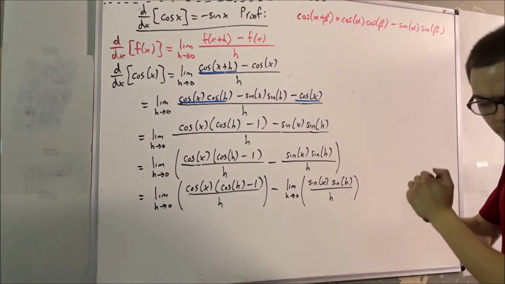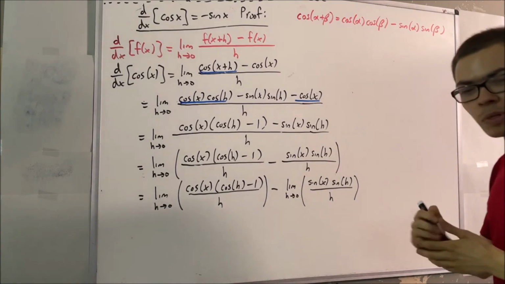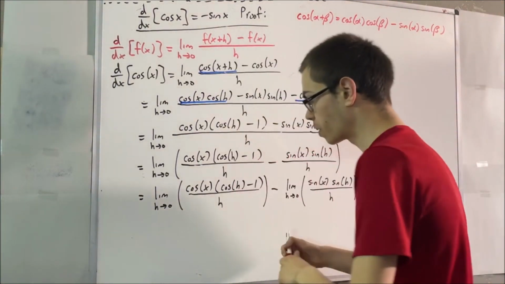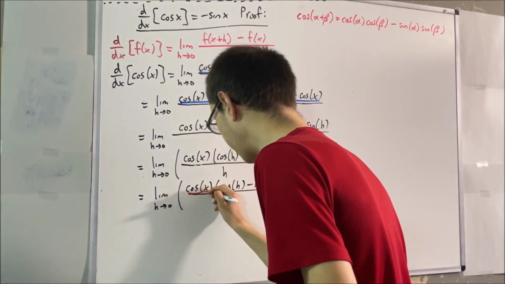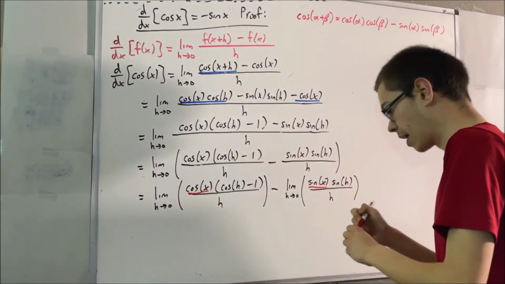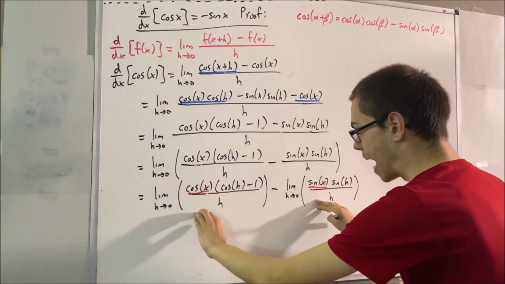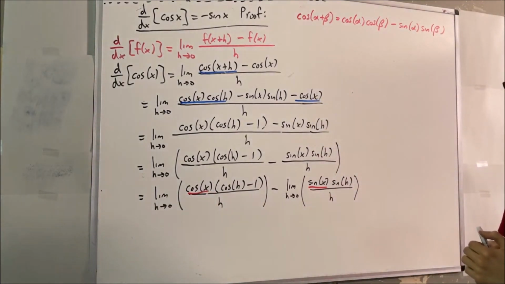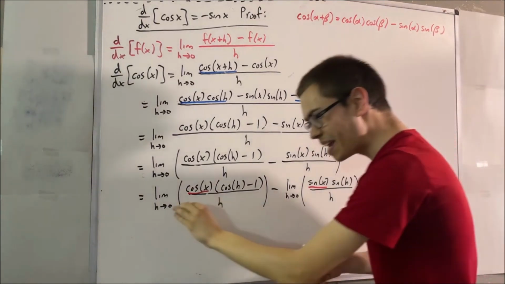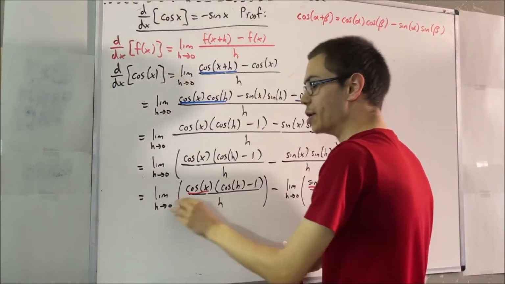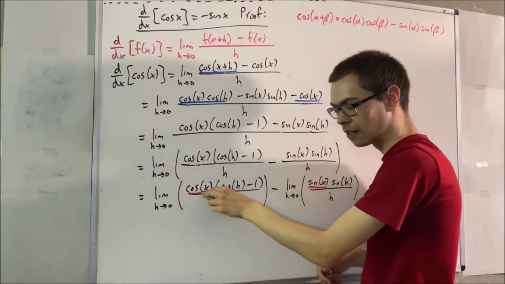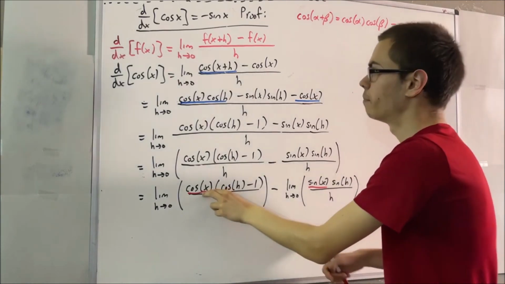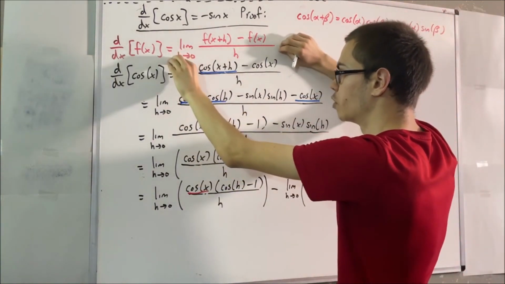Now, the next step that I'm about to perform may seem a little weird, but what we're going to do is take the cosine of x and the sine of x, and pull them outside of their limits. But why are we allowed to do that? Because as h approaches 0, nothing happens to x. But why not? Because that comes from the definition of the derivative.